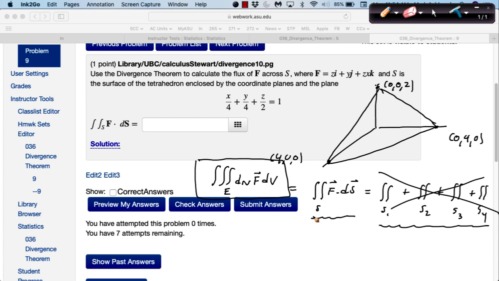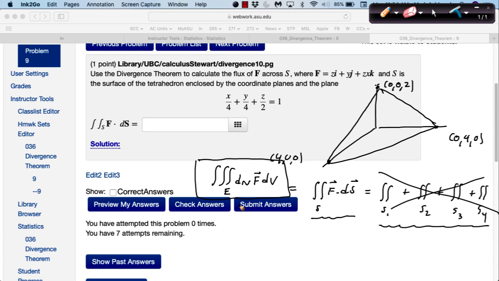What does verify the divergence theorem mean? What would that mean? Do both and show that they're equal. Calculating the flux directly would mean what? Doing the 4 surface integrals. That would be calculating the flux directly. Verifying the theorem would be doing both, and using the divergence theorem to calculate the flux would mean finding the triple integral of the divergence over the solid.